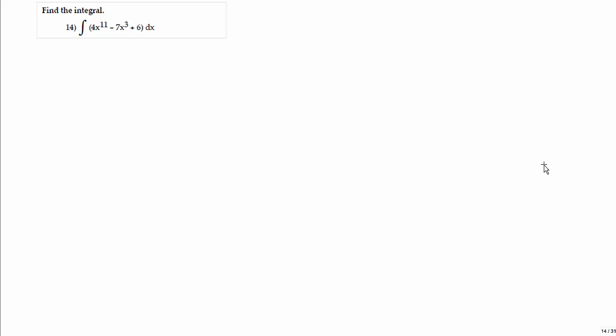Number 14, find the integral. So we're looking for an indefinite integral. When you're working with these, the first thing you want to ask yourself is whether or not you need to use substitution. So for this one here, we do not. We can just take the antiderivatives term by term.